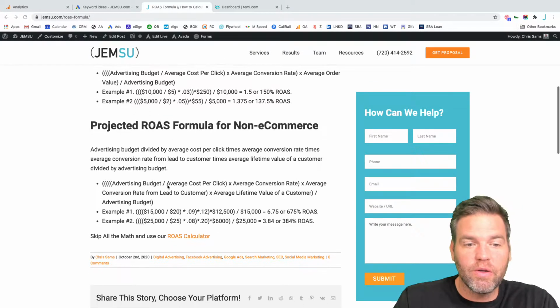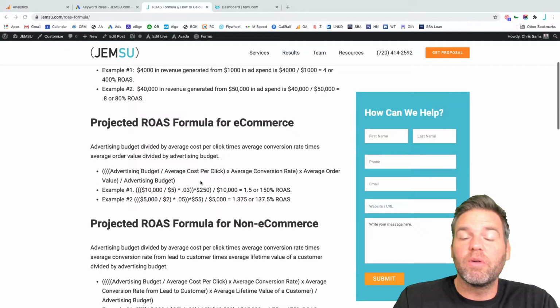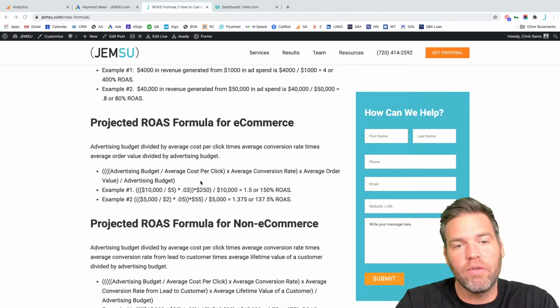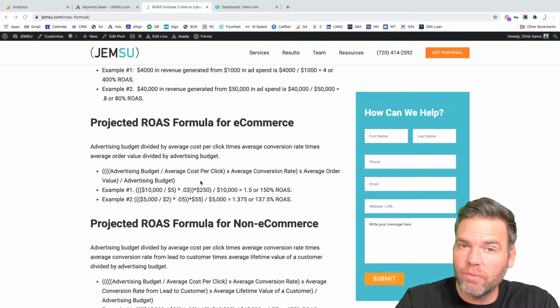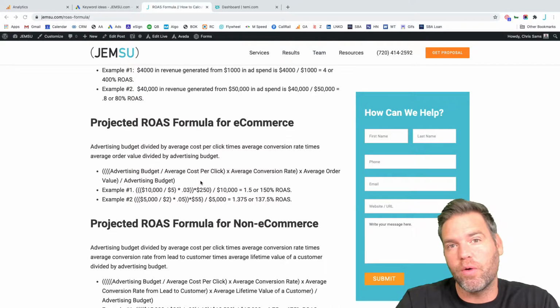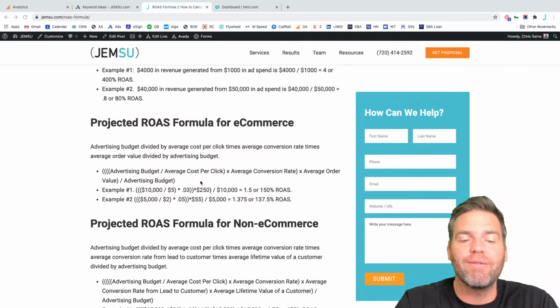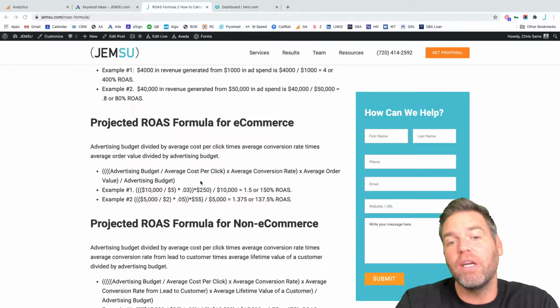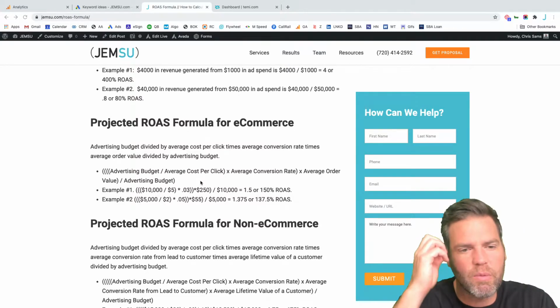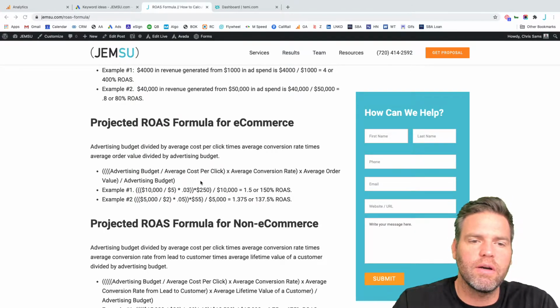The business metrics that you really need to know to be able to project your return on ad spend is you're going to need to know your desired ad spend, your average cost per click, your average conversion rate, and the average order value if you're e-commerce, or the average conversion rate from a lead into a customer, and the average lifetime value of a customer if you're non-e-commerce. So we do both of the formulas here for e-commerce and non-e-commerce.